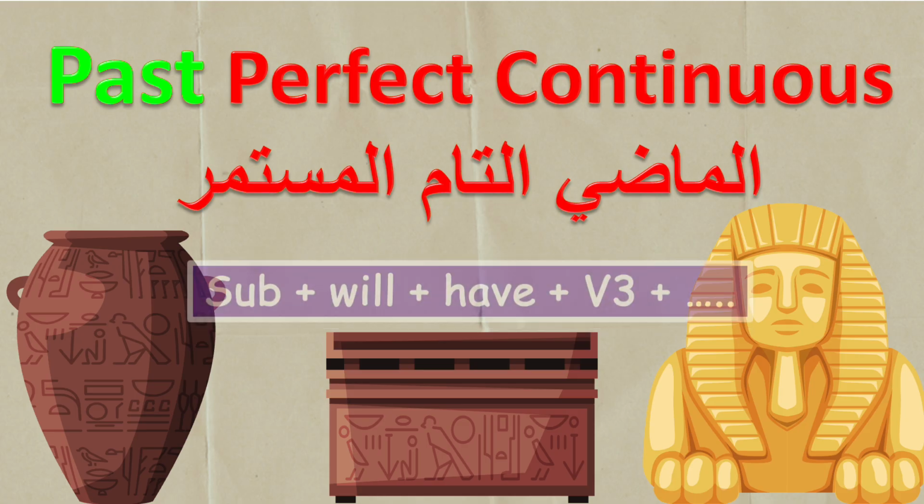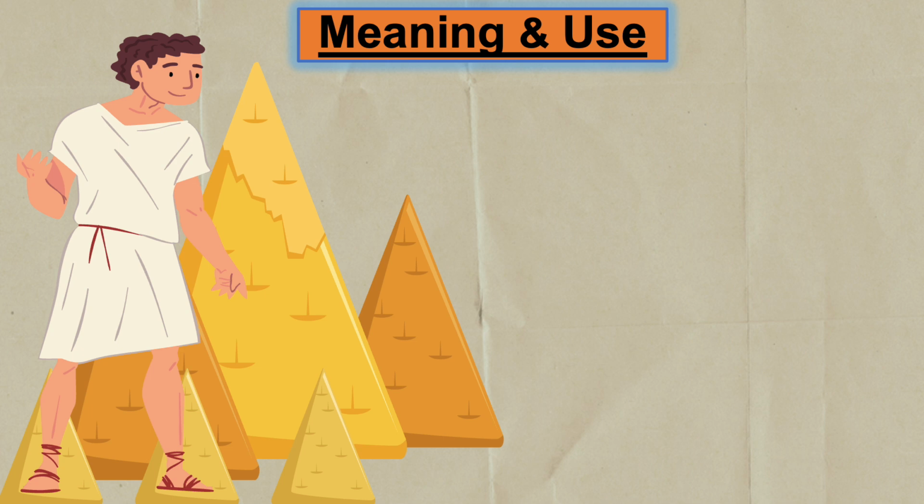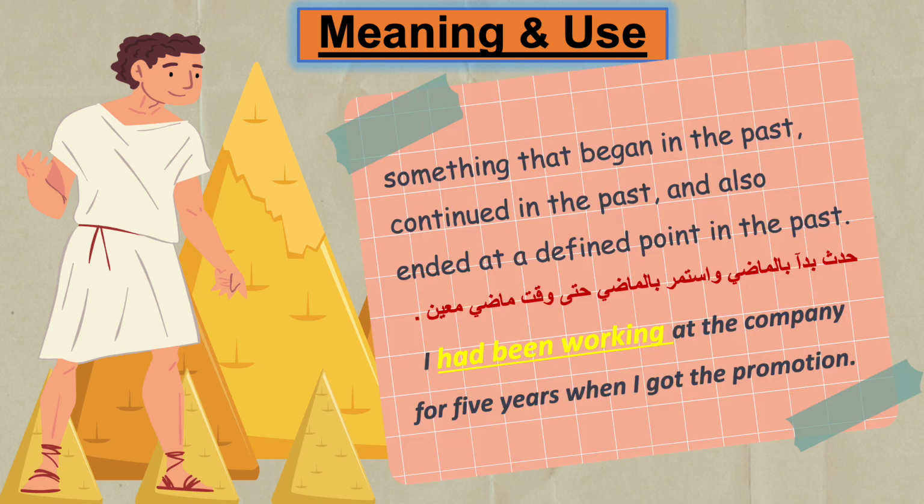Past perfect continuous. Meaning and use. We use the past perfect continuous to talk about something that began in the past, continued in the past, and also ended at a defined point in the past. I had been working at the company for 5 years when I got a promotion.